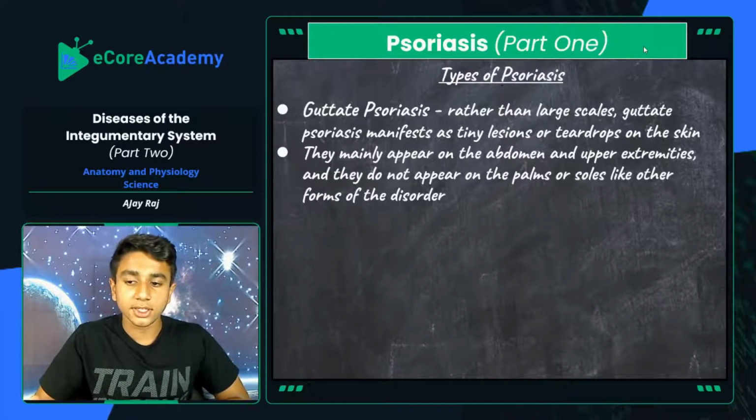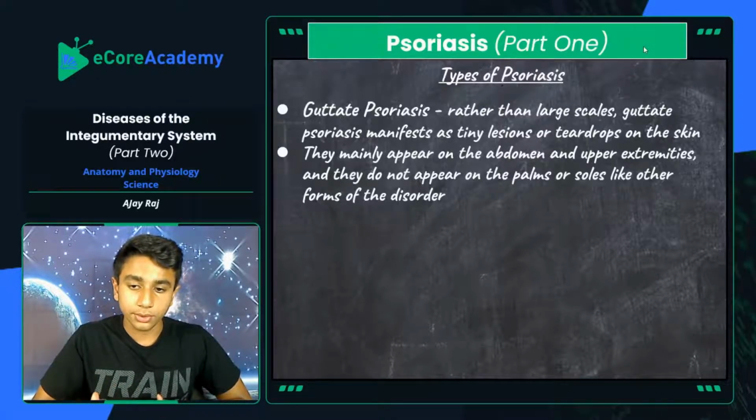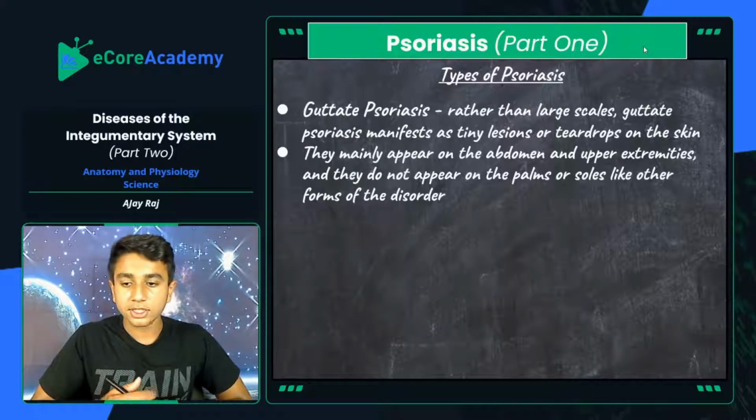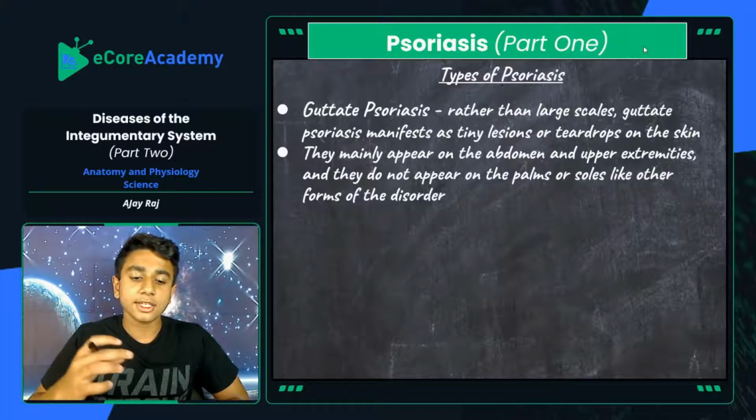Guttate psoriasis states that, rather than large scales, when compared to plaque psoriasis, guttate psoriasis manifests as tiny lesions or teardrops on the skin. What that's basically saying is it's showing the shape and the characteristics of the skin when it's affected and infected with guttate psoriasis. It manifests as tiny lesions, meaning small teardrop, bump-shaped areas. It's not necessarily going to be a bump that rivets out of the skin, but it actually takes away from the exterior skin and forms little teardrops.